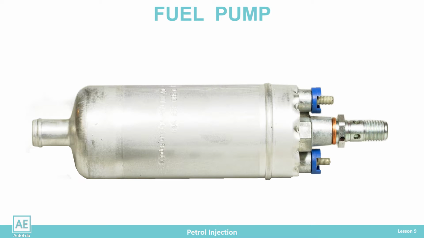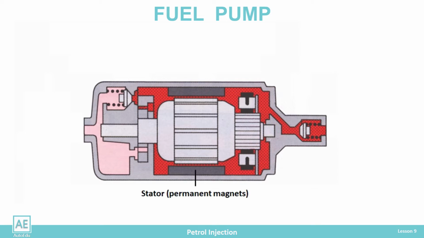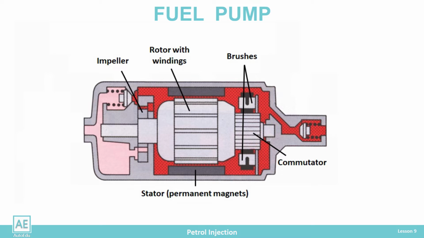The fuel pump is a DC electric motor with permanent magnets in the stator. The electric motor has a rotor with windings. Power is supplied to the rotor windings via brushes and commutator, while the stator permanent magnets are placed around the rotor. When power is applied to the rotor windings, the rotor turns. There is an impeller on the rotor shaft, which rotates and sucks fuel from the tank and pushes it under pressure into the fuel supply system.